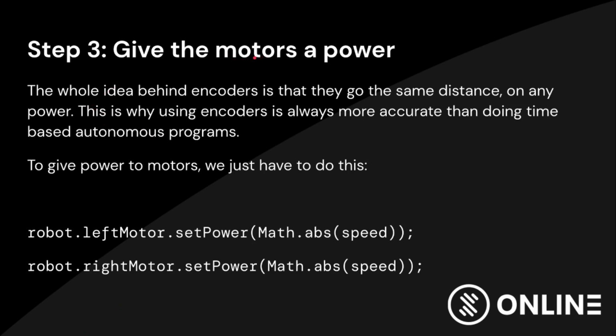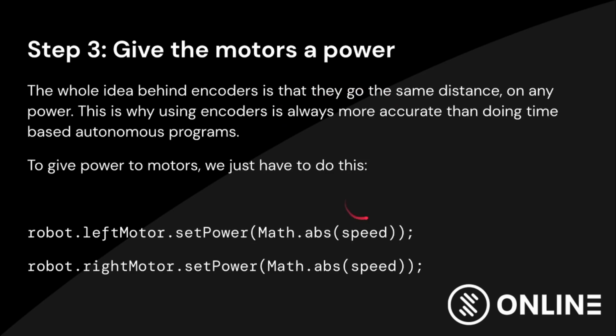So the whole idea behind encoders is that they go the same distance on any power. This is why using encoders is always more accurate than using time-based autonomous programs. They're just a little bit more complex. To give power to motors, we just have to do this: robot.leftMotor, or left drive, .setPower, then parentheses Math.abs(speed), and then robot.rightMotor.setPower(Math.abs(speed)).